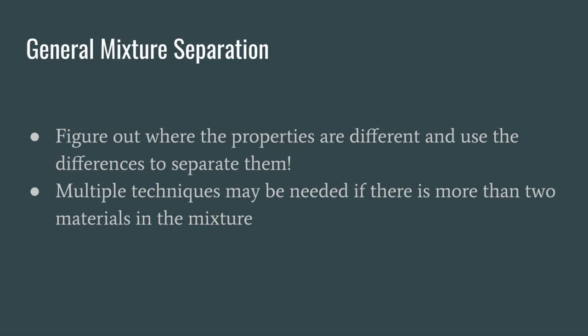Sometimes, especially if you have more than two things that are mixed together, you might need to use multiple techniques. Maybe you have iron filings, salt, and sand. So you need to get the salt dissolved in water, decant it off, evaporate, you got the salt, but still you got the sand and the iron filings. So then you take your magnet and run that over and get those out. So you could use multiple techniques if it is more than two things. But as long as you figure out what those differences in properties are, you can pretty much separate anything you want to.